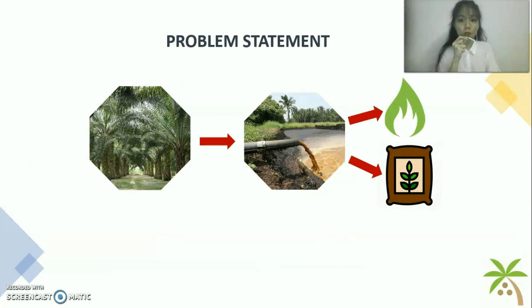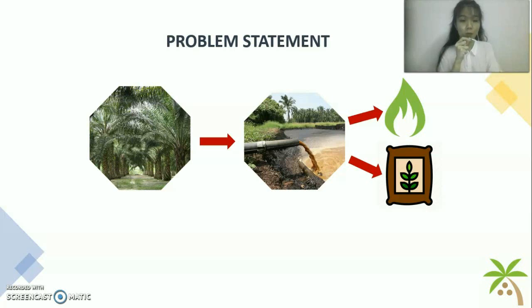The problem statement of our project is that the increase of the palm oil production leads to the formation of POME increasing too. Therefore, in our project, we aim to design a plant to convert POME into two profitable products, which are biogas and biofertilizer.